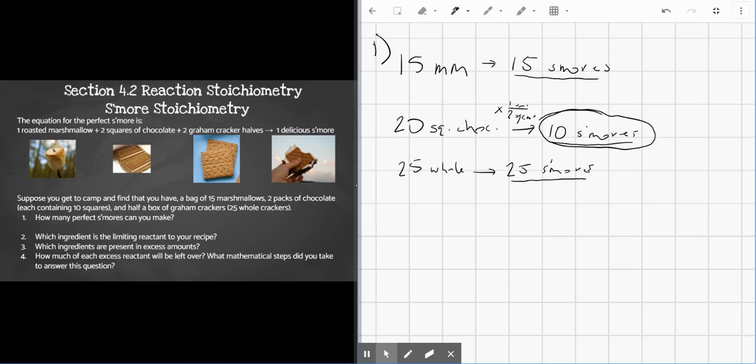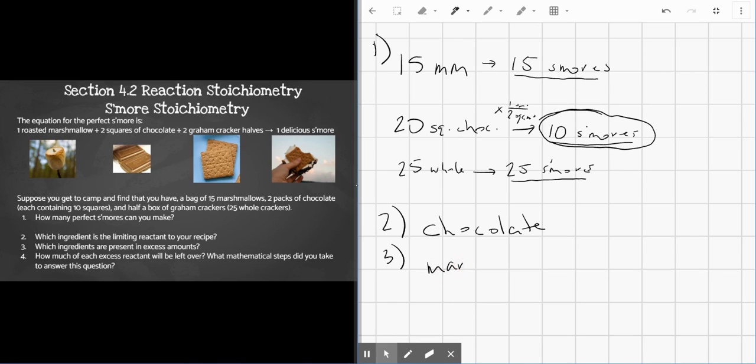Number 2, which ingredient is limiting your recipe? To figure out the limiting reactant, we are going to go with whichever one makes the smallest amount. That is the one we run out of, and that limits how much product we can make. So that's our chocolate. The chocolate is my limiting reactant. Number 3, which ingredients are present in excess amounts? The other 2 are present in excess amounts.